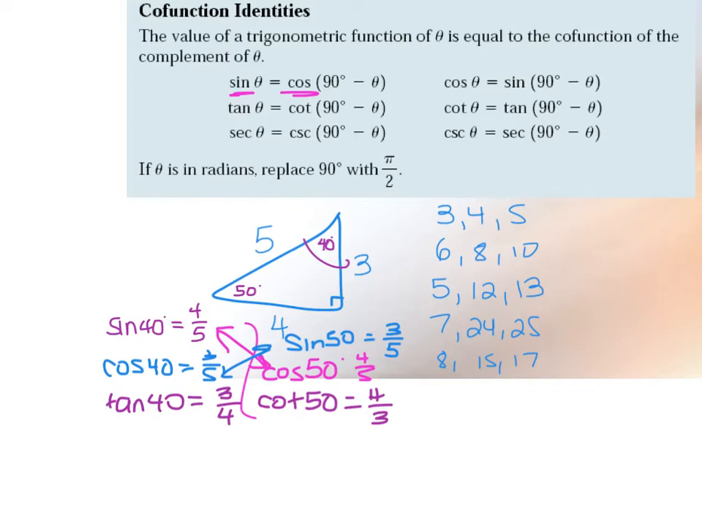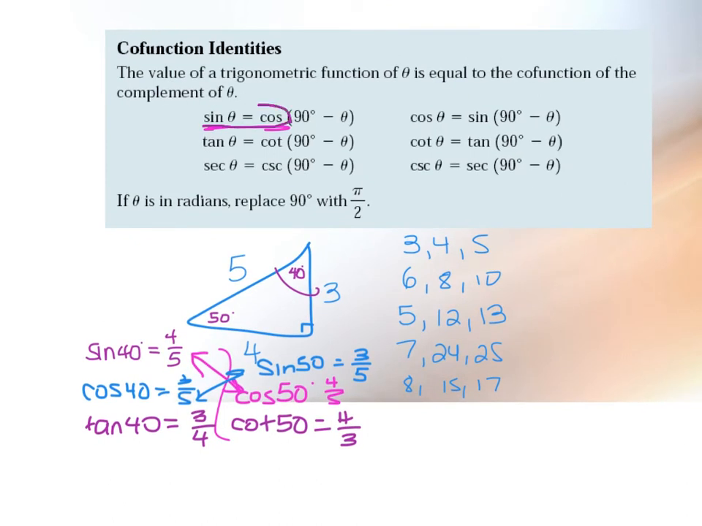So cofunctions, one part is the complement. So if I didn't know the angle, it'd be theta, and the complement would be 90 minus theta. The other part is the relationship. So sine goes with cosine, tangent goes with cotangent, and secant goes with cosecant. These are not reciprocal functions. These are co-functions. So the sine of one angle is equal to the cosine of its complement. The tangent of an angle is equal to the cotangent of its complement, and the secant of one angle is equal to the cosecant of its complement.